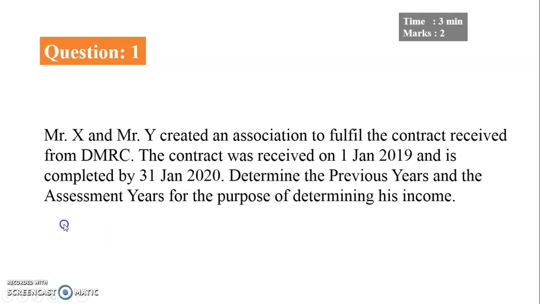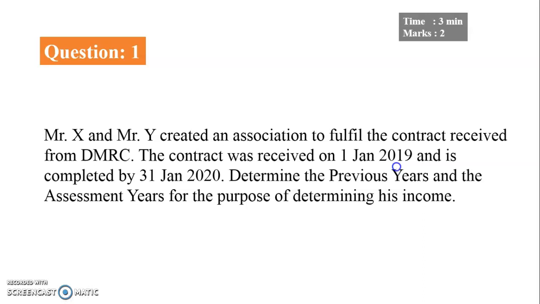Since the contract was received on 1st January 2019, the first previous year will start from 1st January 2019 and end on 31st March 2019. That is the first previous year, starting from 1st January 2019 and ending on 31st March 2019.